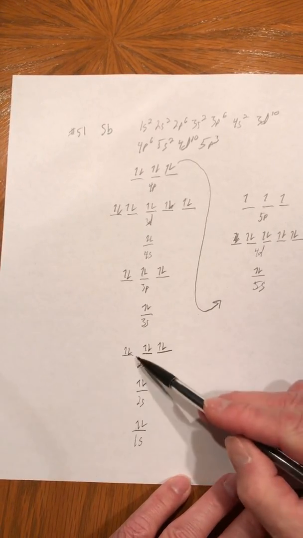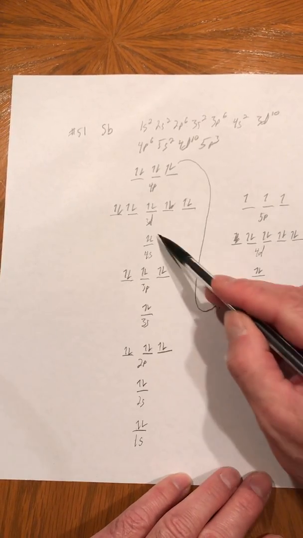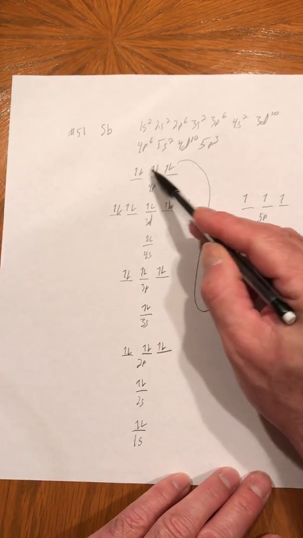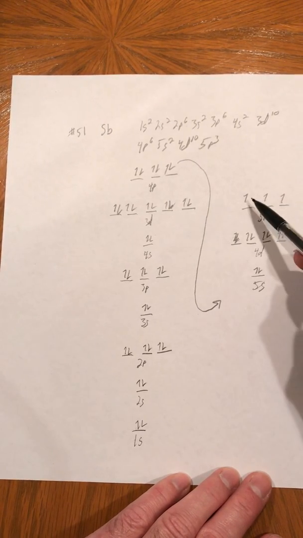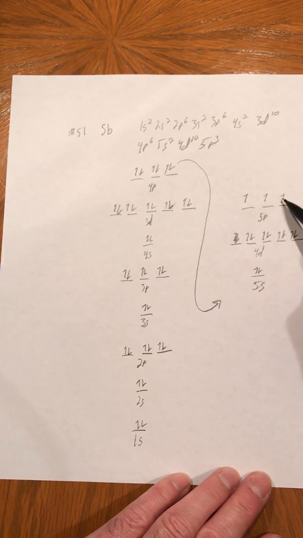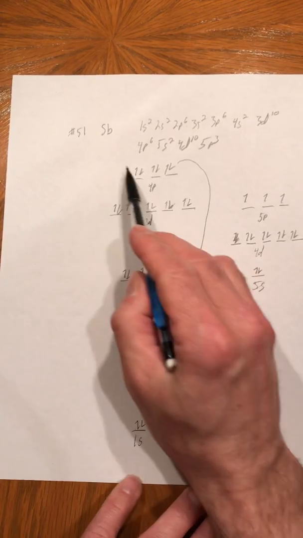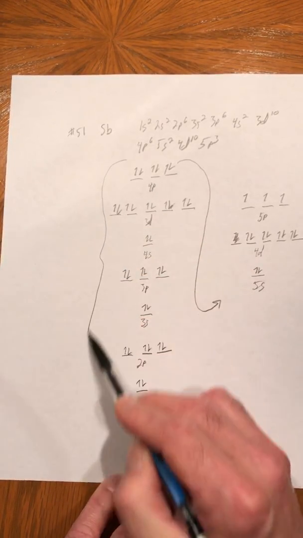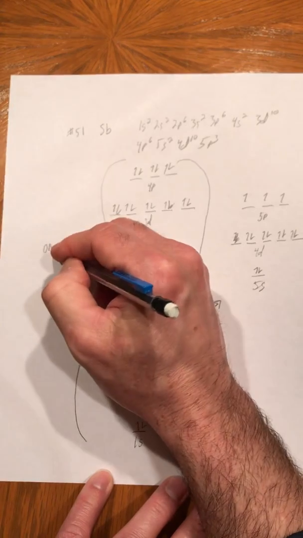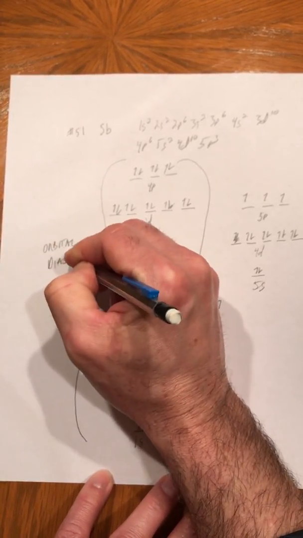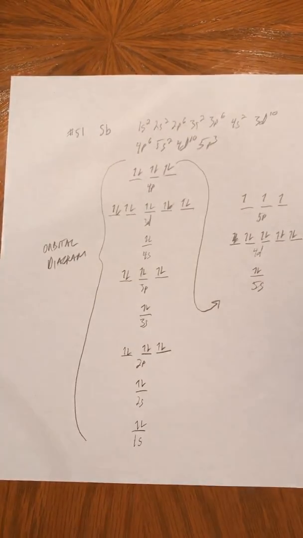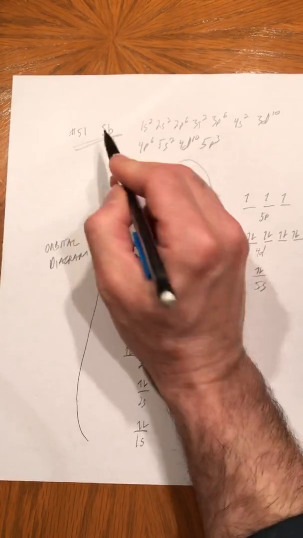So we have 2, 4, 6, 8, 10, 12, 14, 16, 18, 20, 22, 24, 26, 28, 30, 32, 34, 36, 38, 40, 42, 44, 46, 48, 49, 50, 51. So this is the orbital diagram of element number 51, antimony.